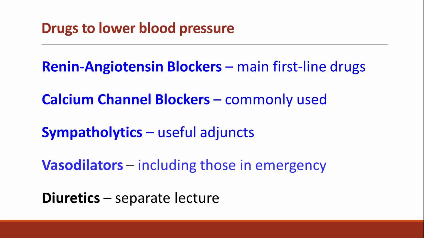To lower blood pressure, we have several pharmacological strategies. First-line agents include renin-angiotensin system blockers such as ACE inhibitors and angiotensin receptor blockers. Calcium channel blockers are equally common, particularly in elderly and Afro-Caribbean patients. Sympatholytic drugs, including beta and alpha blockers, act as useful adjuncts. Then we have vasodilators, especially important in emergency situations, and diuretics, which we'll cover in a separate lecture.